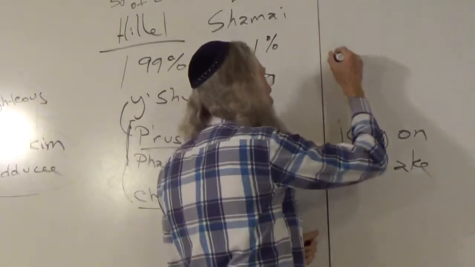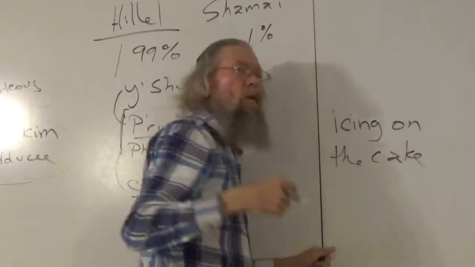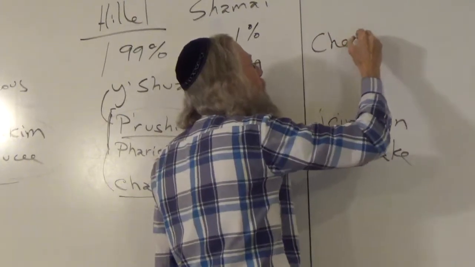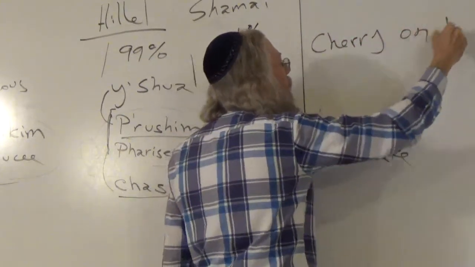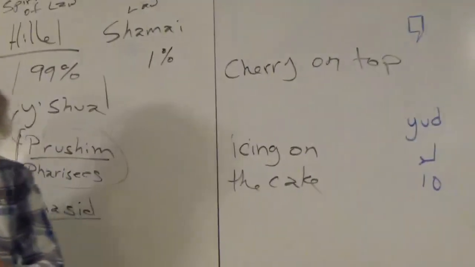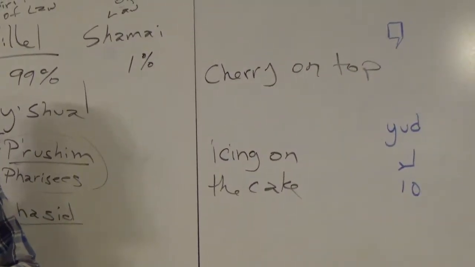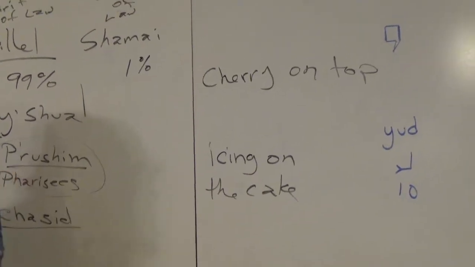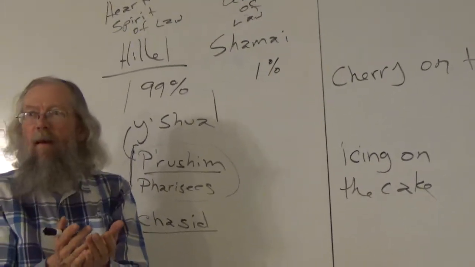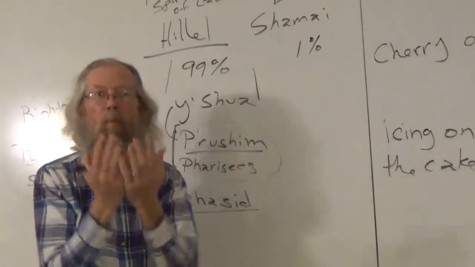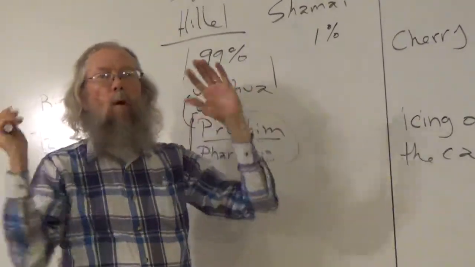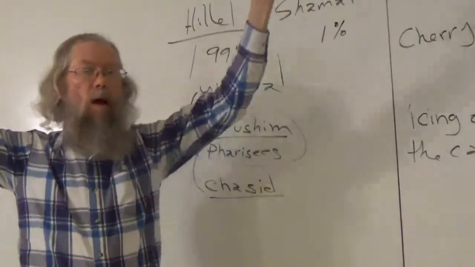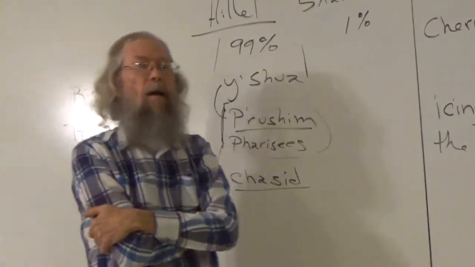Another expression like that is the cherry on top. Have you ever heard that expression? Meaning what? You have a bowl of ice cream. It's above and beyond. You have the bowl of ice cream, and then you put all the whipped cream and the nuts and the chocolate and whatever, and you stick that cherry on the top, and boom, you got a sundae or whatever.